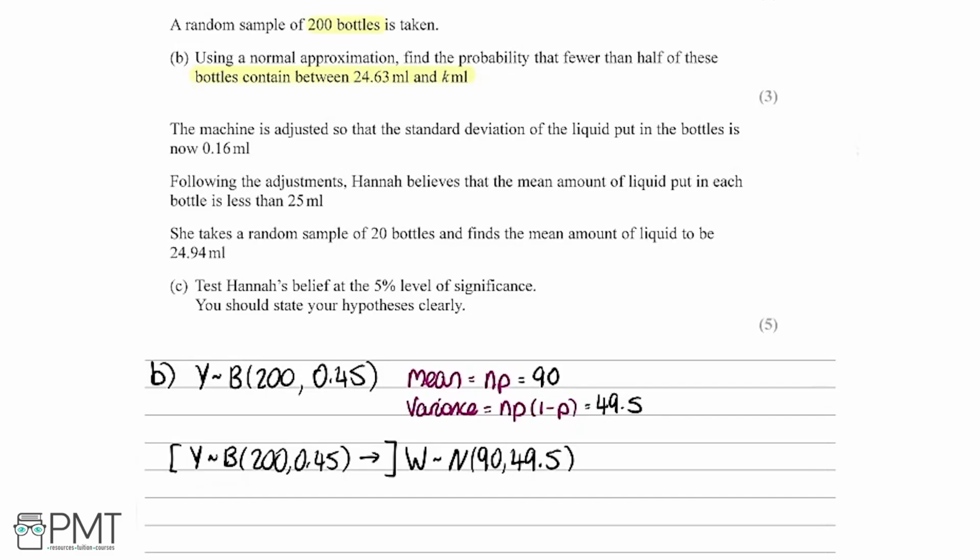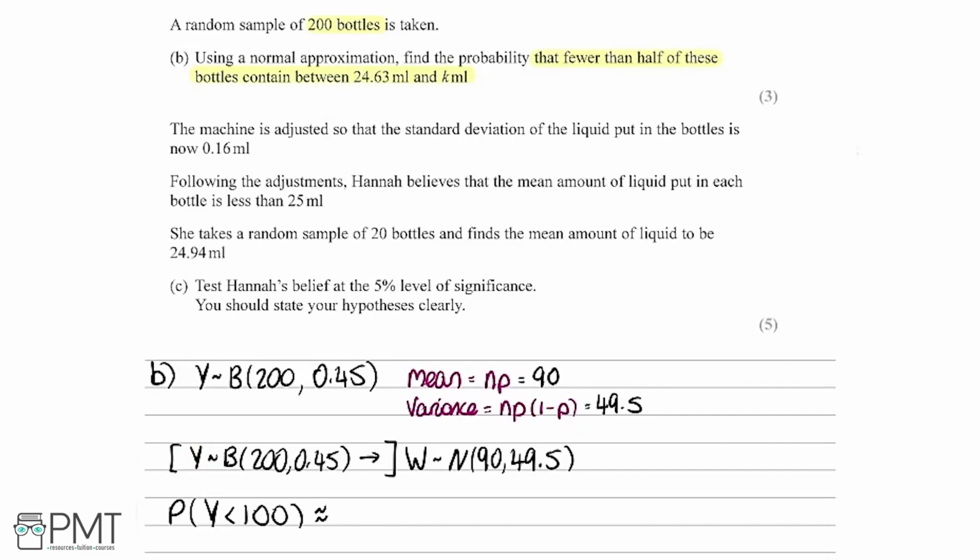And look back up at the question. So it's a random sample of 200 bottles, and we want to find the probability that fewer than half of these bottles contain between 24.63 millilitres and k millilitres. So fewer than half will be less than 100 because it's a sample of 200 bottles. So probability, and working with Y, we've got Y is going to be less than 100.